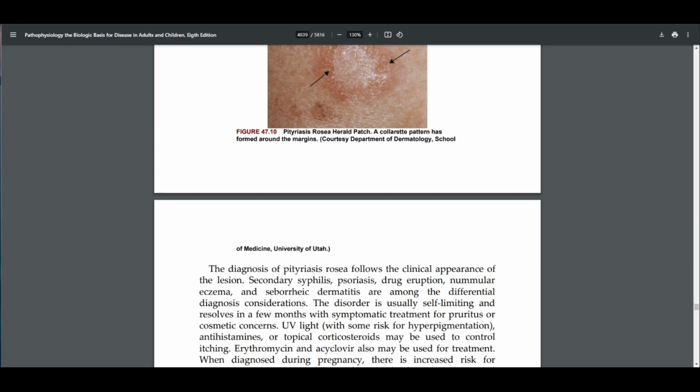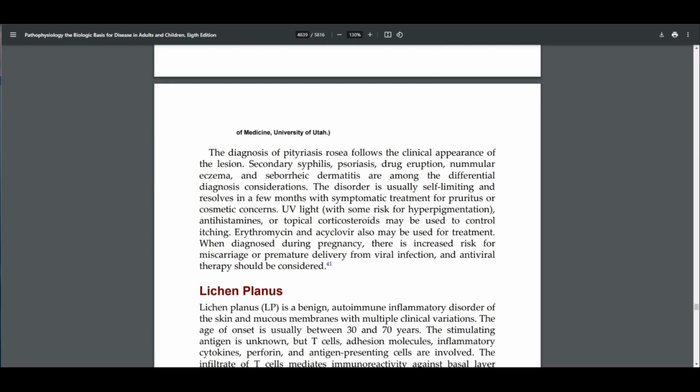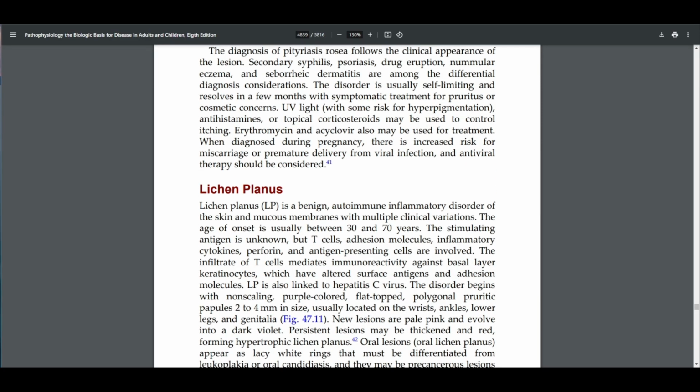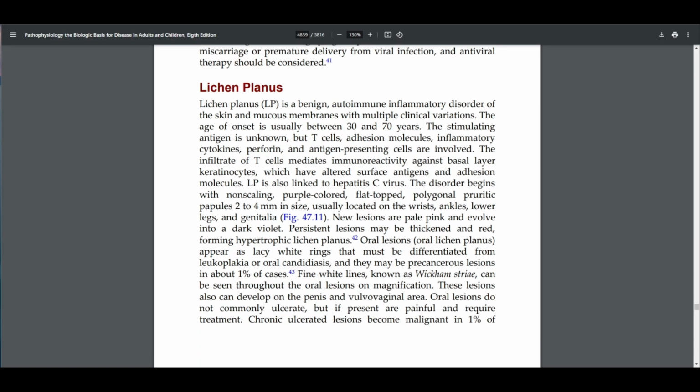The disorder is usually self-limiting and resolves in a few months with symptomatic treatment for pruritus or cosmetic concerns. UV light, antihistamines, or topical corticosteroids may be used to control itching. Erythromycin and acyclovir also may be used for treatment. When diagnosed during pregnancy, there is increased risk for miscarriage or premature delivery from viral infection, and antiviral therapy should be considered.